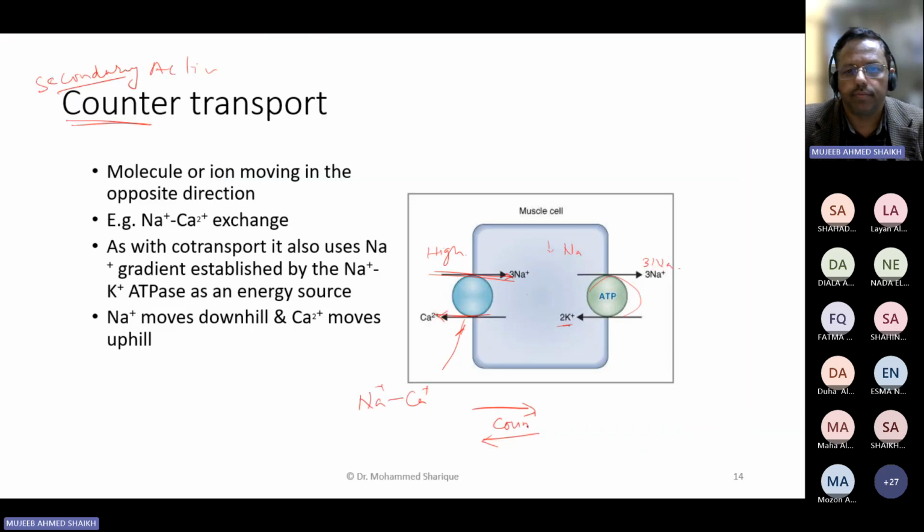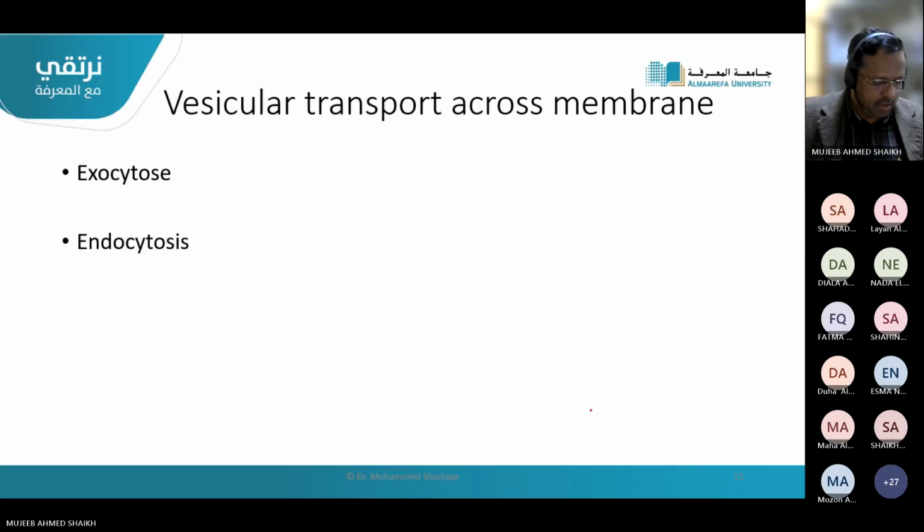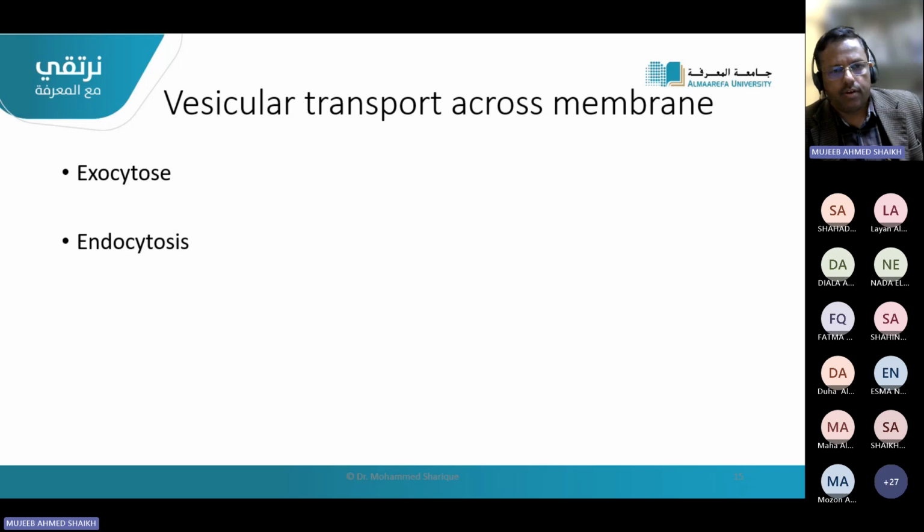Counter transport. Both of them are moving in the opposite direction. So up till now we have seen active transport: primary active transport, the sodium potassium ATPase form. Then secondary active transport, where we have seen co-transport and counter transport.